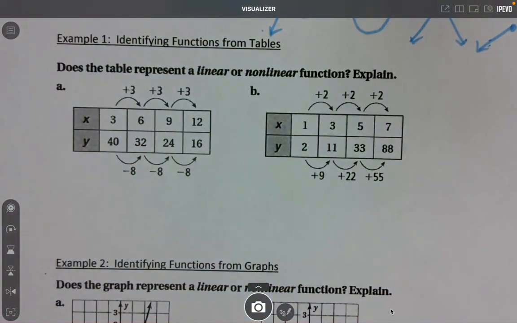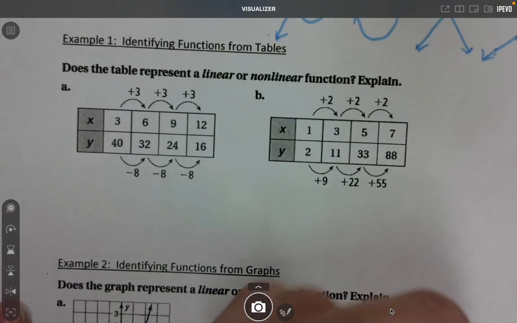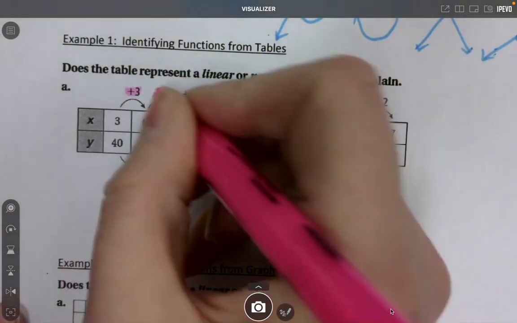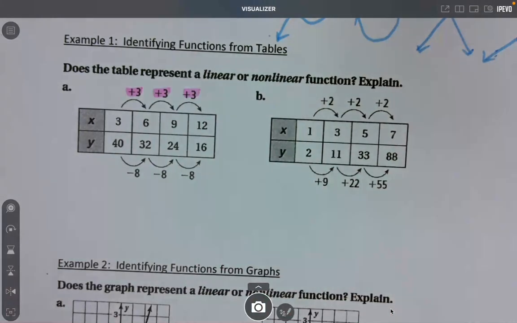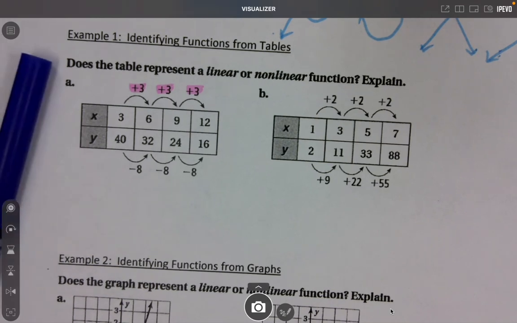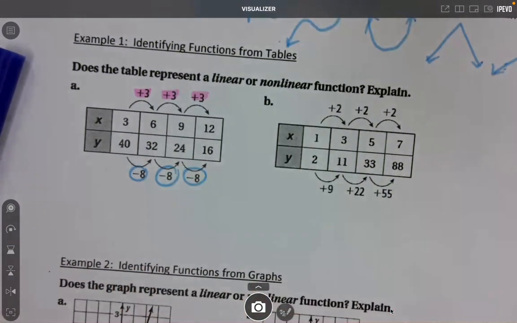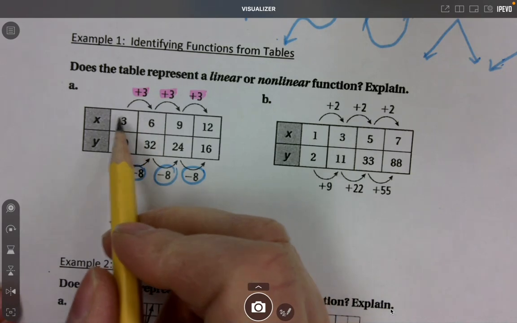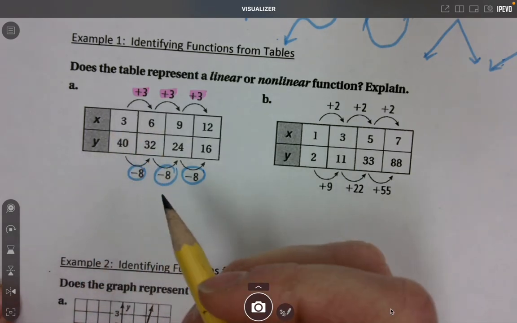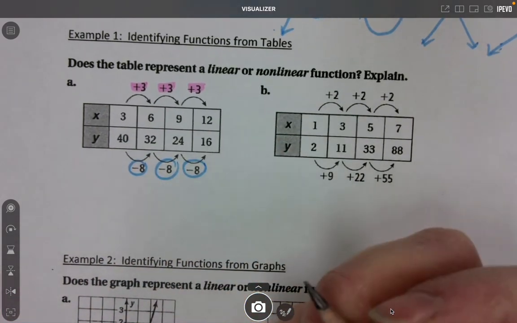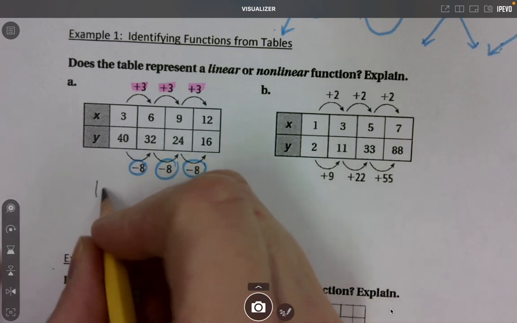So if I look at the first one, my x values are +3, +3, +3. So I've got a nice pattern with my x values. And then if we look at our y's, we have something similar. With our y's, we have -8, -8, -8. So those are constant patterns. Because our x's are going up by 3 and our y's are going down by 8, that means we are going to have a slope, and this is going to be linear.